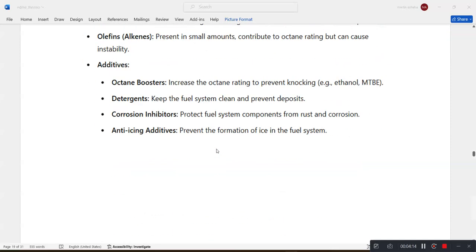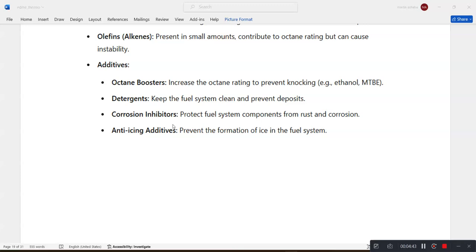Now, these are the additives. These are not the hydrocarbons. They are just additives that we put to enhance the combustion efficiency and the performance of this gasoline fuel. One is the octane boosters. These increase the octane rating to prevent knocking of the engine, and we always have ethanol and MTBE.